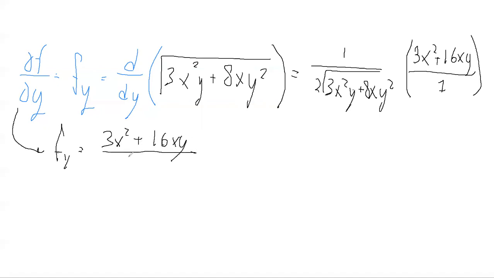16xy over 2 times this, well, I'm just going to rewrite that. So there you have it. It's going to be 3x squared plus 16xy over 2 times the square root of 3x squared y plus 8xy squared.